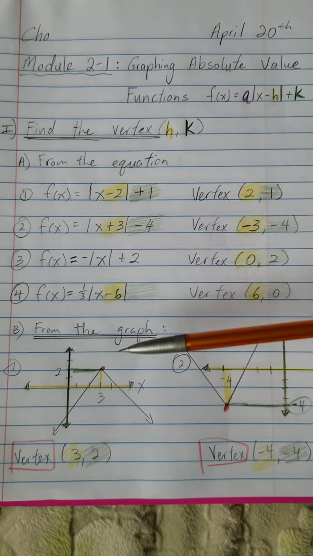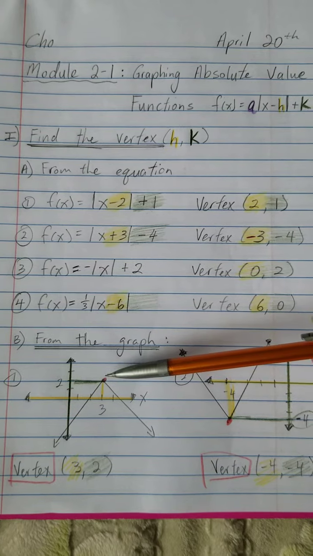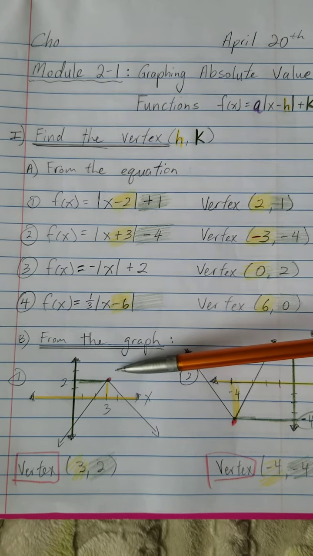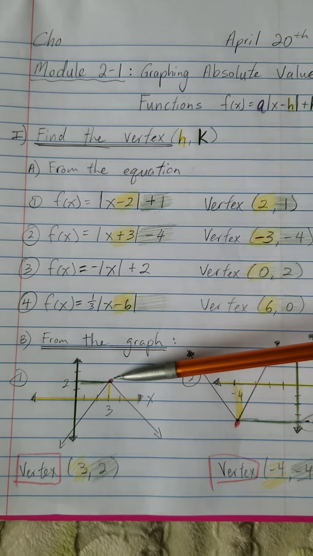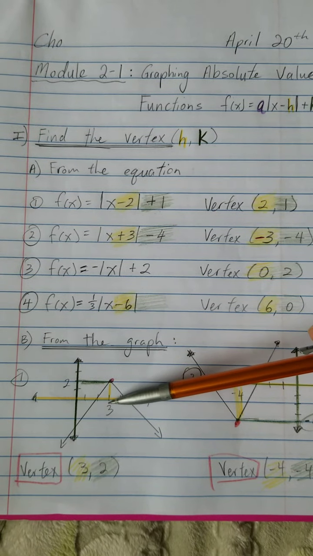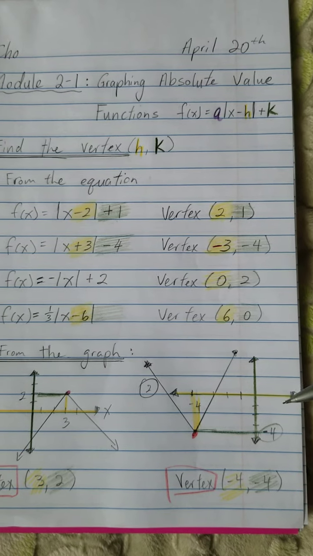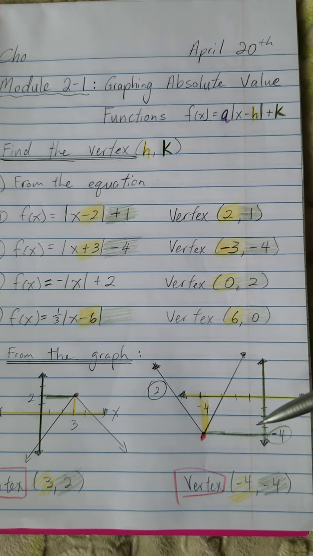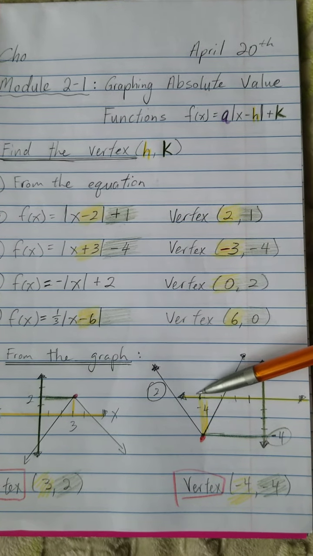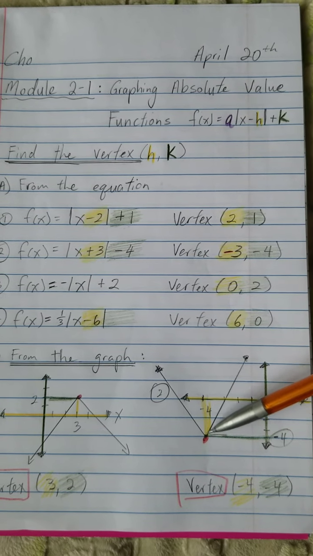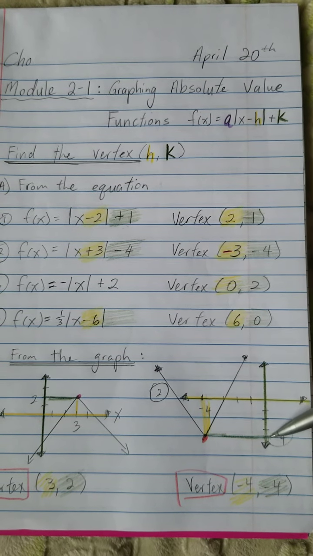From the graph, you can find the vertex by looking at the point where the two rays meet. In this case, your point will be 3 on x and 2 on y. In this example, your x value will be negative 4 and your y value will be negative 4.